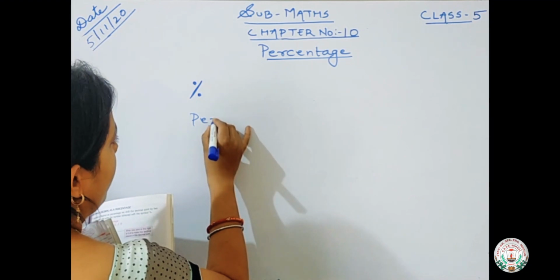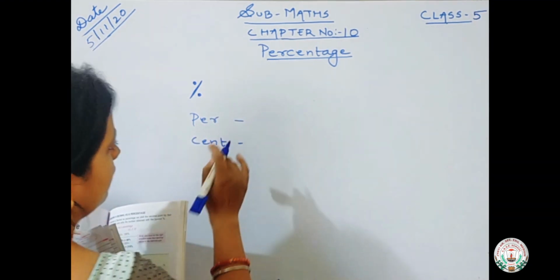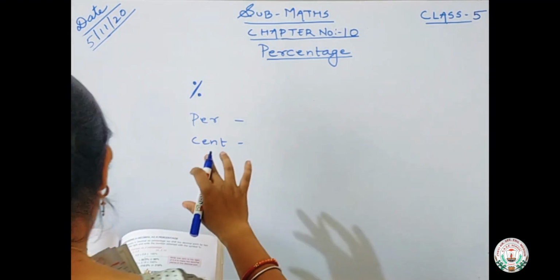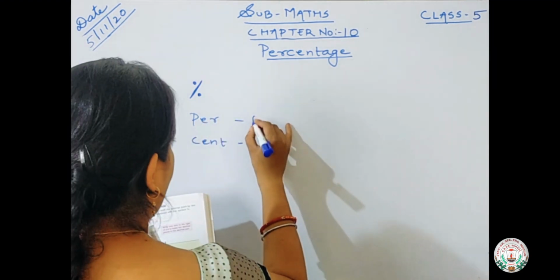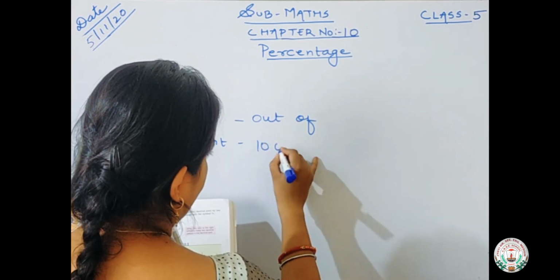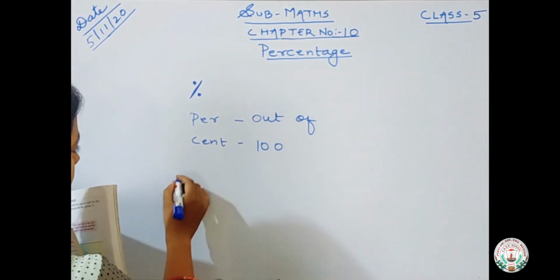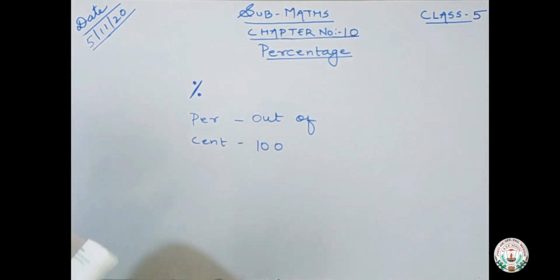What do you mean by percentage? The word percent is made of two words, per and cent. Per means out of and cent means 100. So basically percentage means out of 100. What do you mean by percentage? Percentage means out of 100.